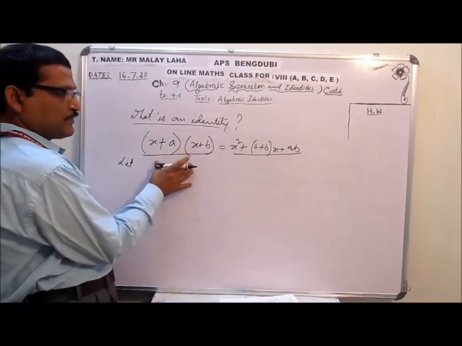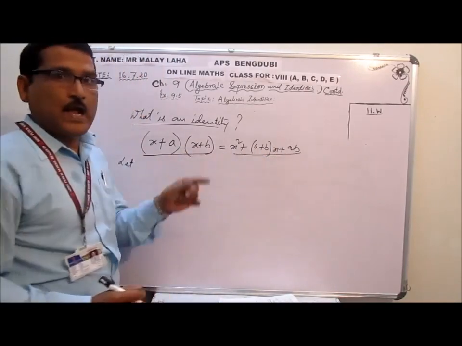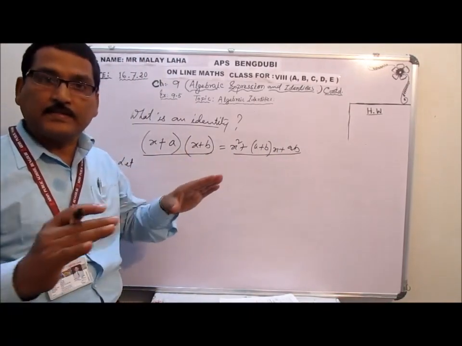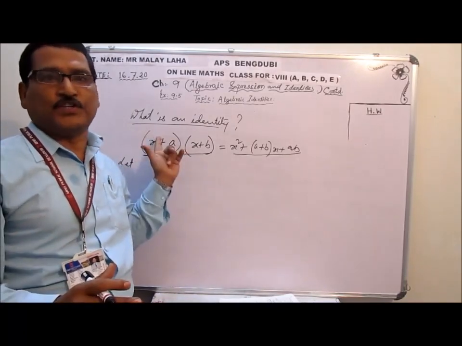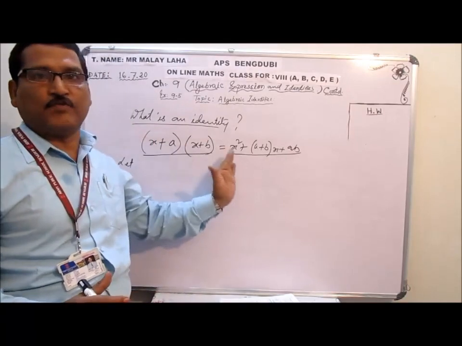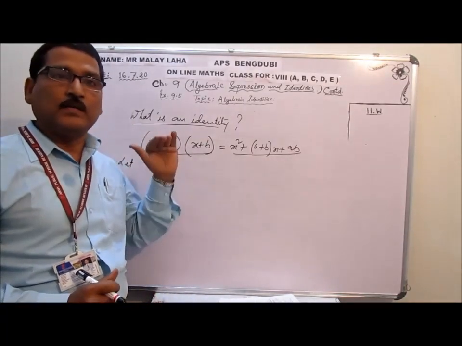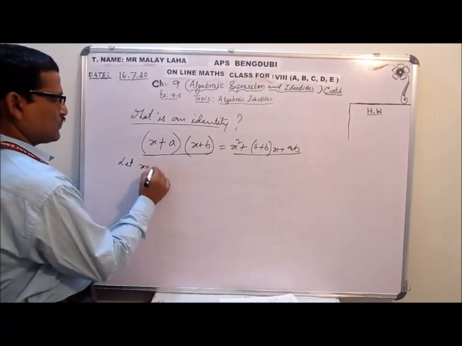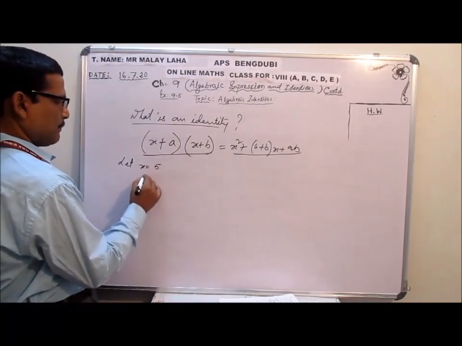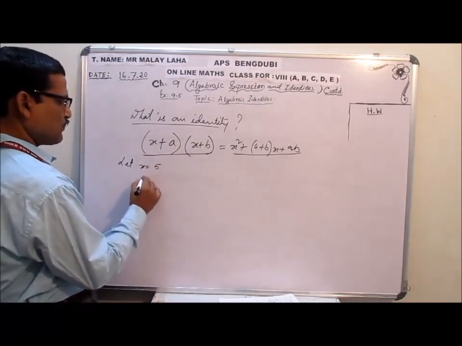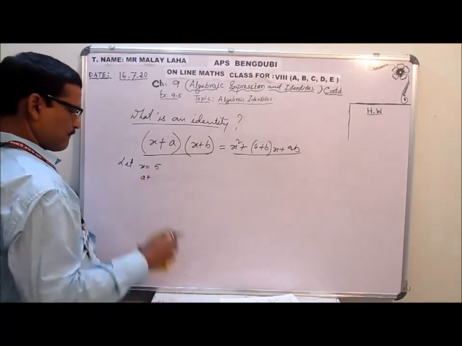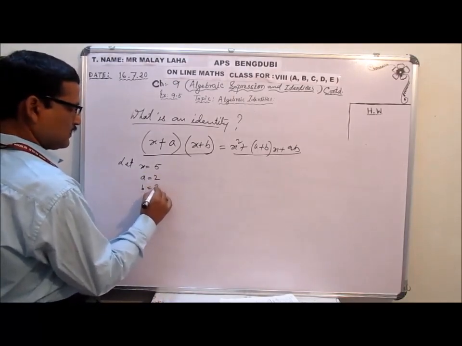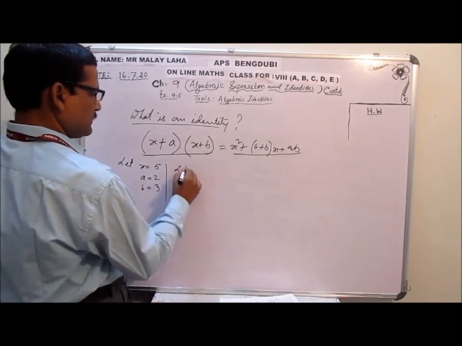So when one expression equals another expression for every value of the variables present on both sides, after putting in the values the result comes out the same, then that algebraic equation is an identity, because you can apply it in any field. So let x equal to 5, a equal to 2, b equal to 3. Therefore, LHS.